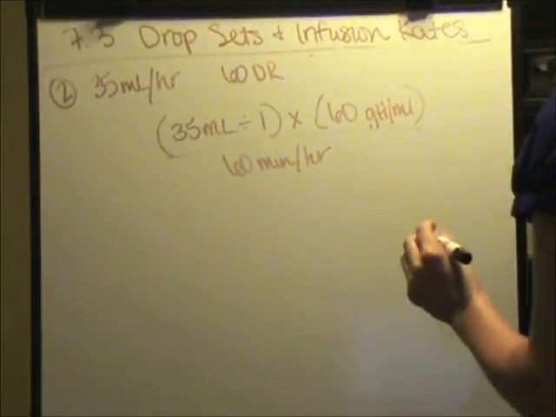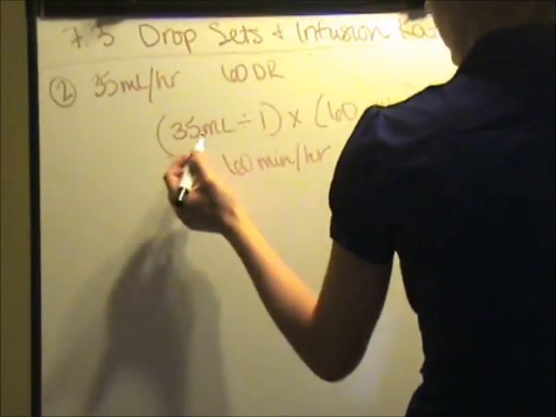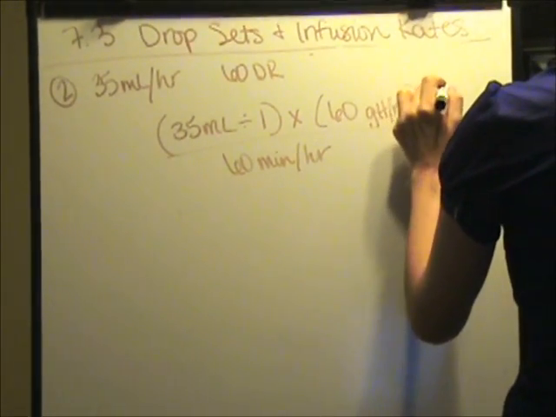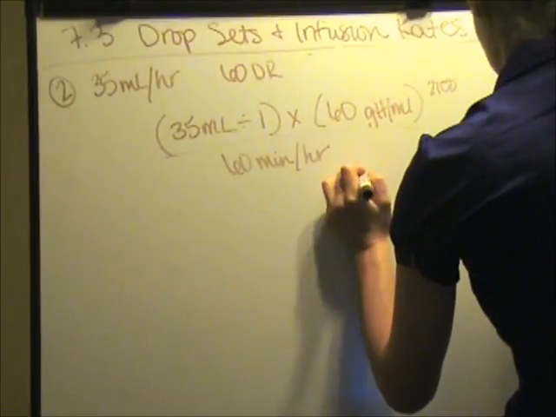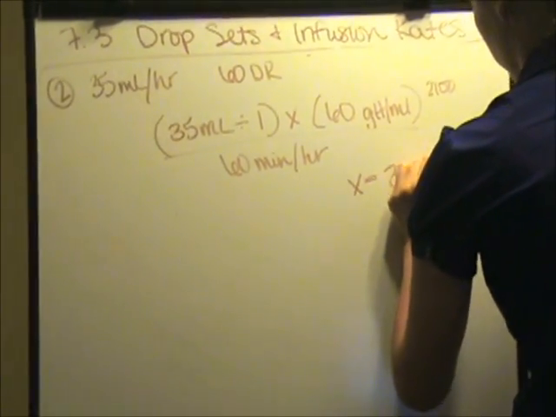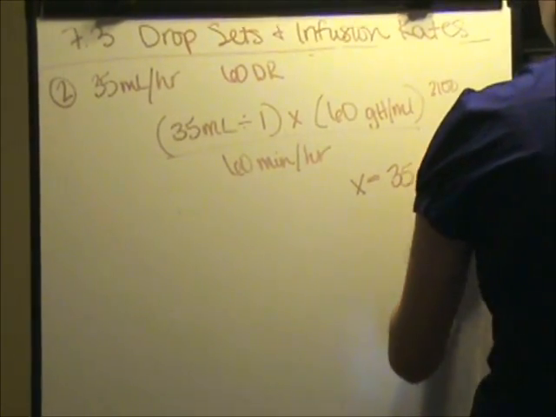Okay, so we've set our formula up. We'll go ahead and solve. 35 divided by 1 is 35 times 60, which is 2100, divided by 60, and that gives us 35 drops per minute.